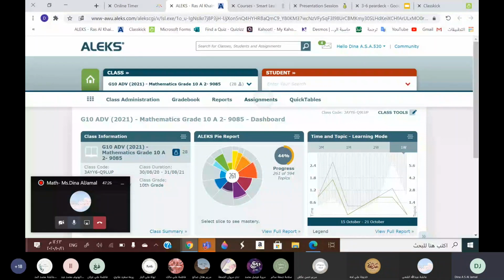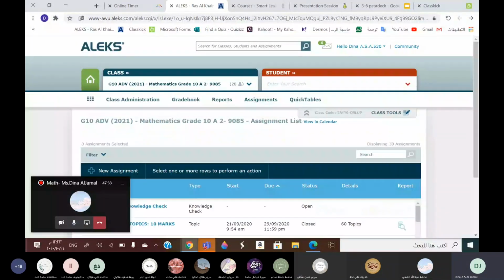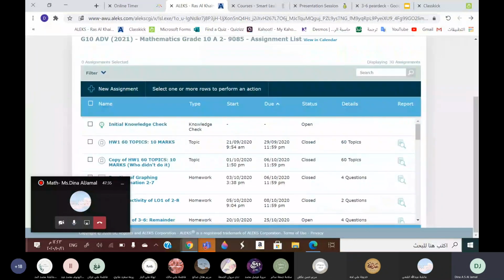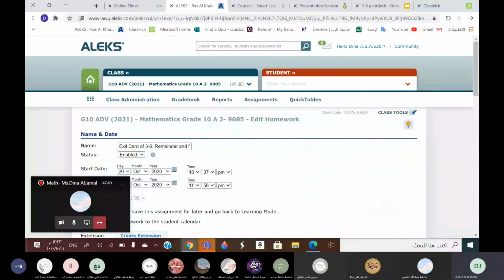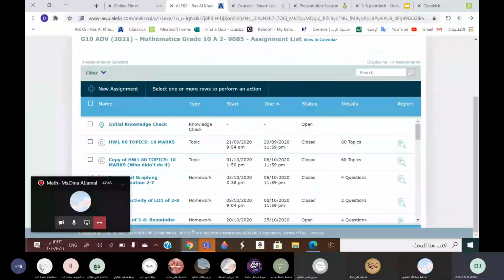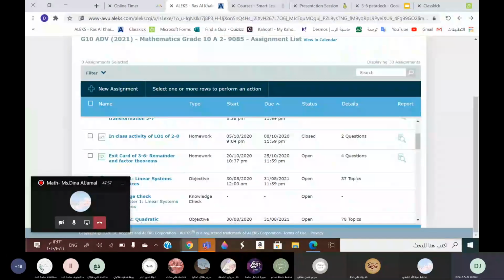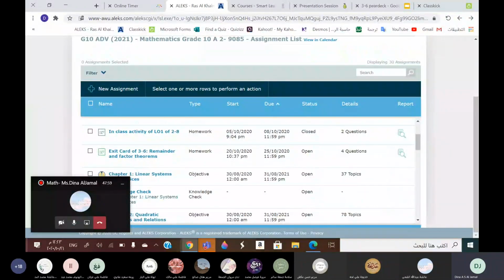Go to your exit card, number 1. The remainder and factor theorem. Two minutes, and we will take our second exit card. This exit card will be considered as homework also. So whoever is not done from the 4 questions, they can do it as homework.